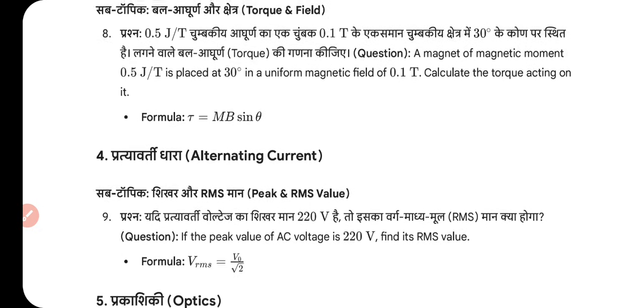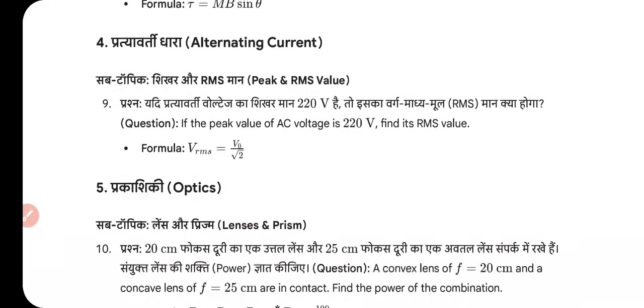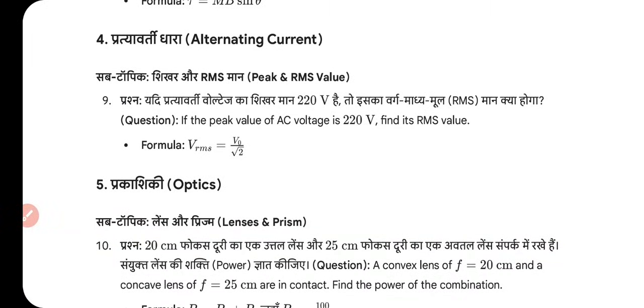Next, alternating current also has small types of numerical problems that come in objective and VSA type questions. The board examination panel suggests questions on the peak and the RMS value. What is the question? If the peak value of the AC voltage is 220 volt, find the RMS value.